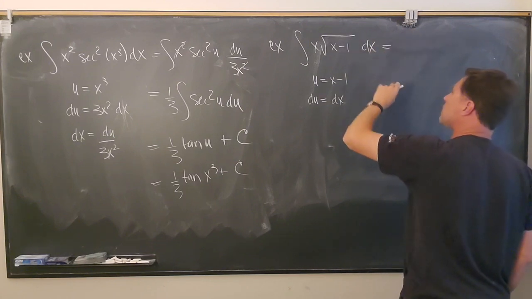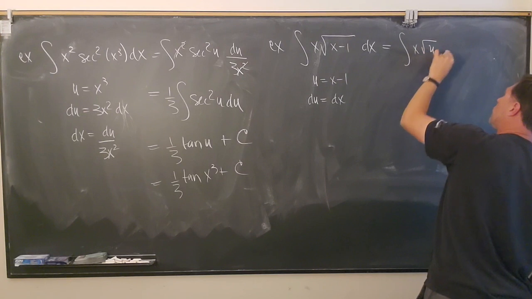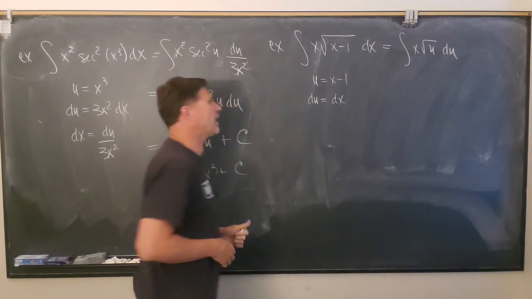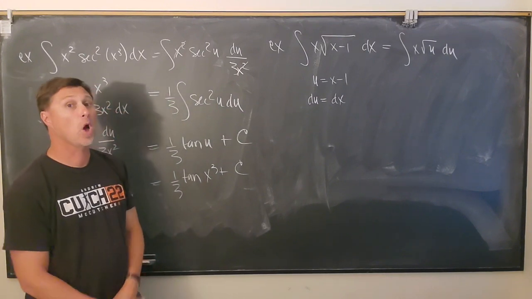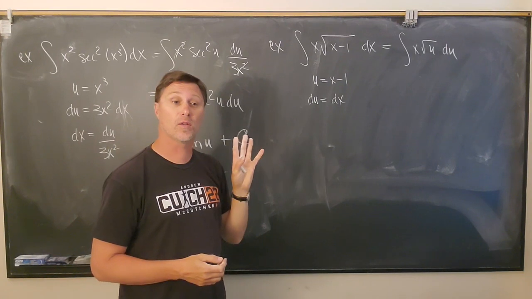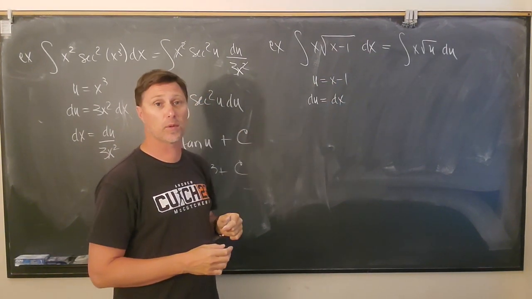So now we substitute, and so this will be an x times the square root of u times du. And when you look at it at first glance, it looks like substitution failed. When you have done your substitution, you need to have an integrand that involves entirely only the variable u. Right now we've got a mixture of variables.